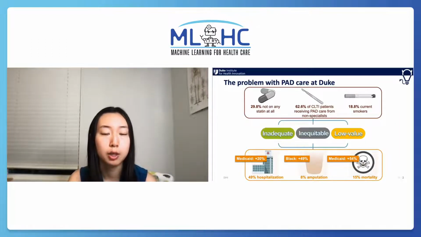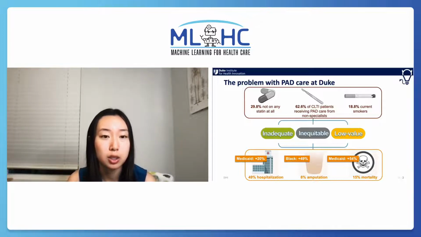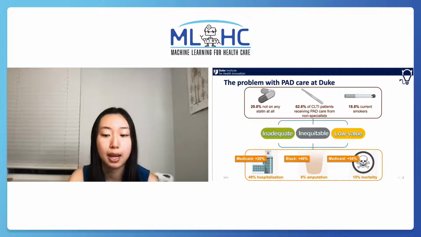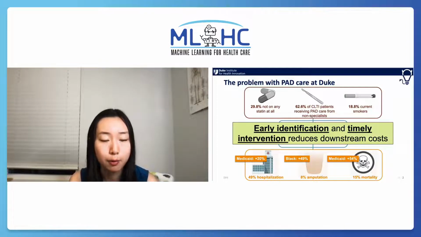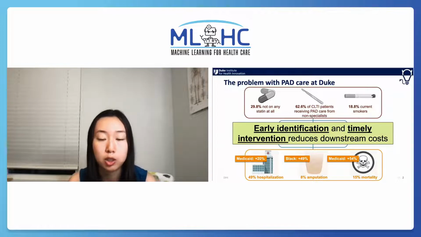PAD care is well established both nationwide and within Duke to suffer from issues of inequity and inadequacy. In particular, for our Duke patients, many of them do not take statin therapy, they're not seeing a specialist provider for their PAD care, or they're still current smokers, and this is leading to many harmful and expensive downstream effects, including hospital stays and amputation. Therefore, the intention of this project is to identify PAD patients early on in their disease course in order to intervene on them in a timely manner that will reduce their risk of experiencing such harmful and costly downstream effects.